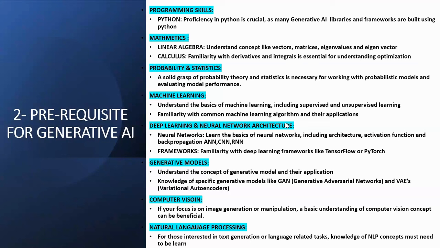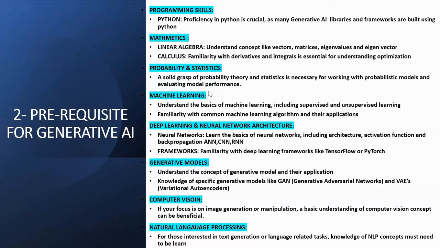Java is also fine, but with Java the packages are a little bit different. Java, .NET, and Azure are also fine, guys. So three things are required. First, probability and statistics: a solid grasp of probability theory and statistics is necessary for working with probabilistic models, like the probability of the images. We use the probability functions in softmax activation functions, and we evaluate the model performance as well.